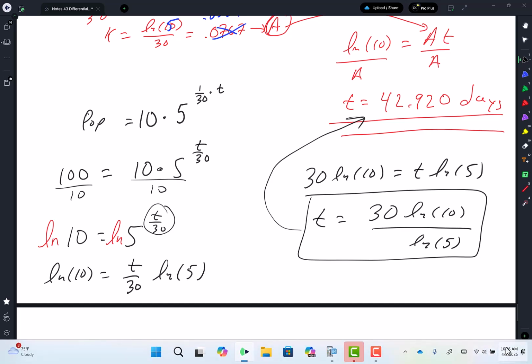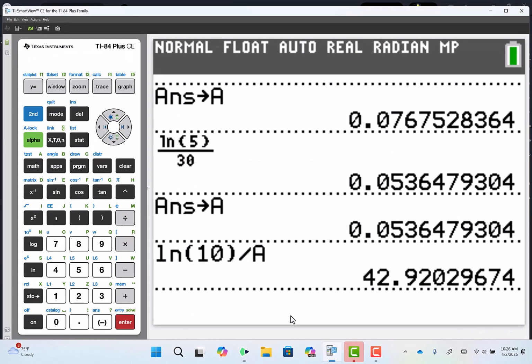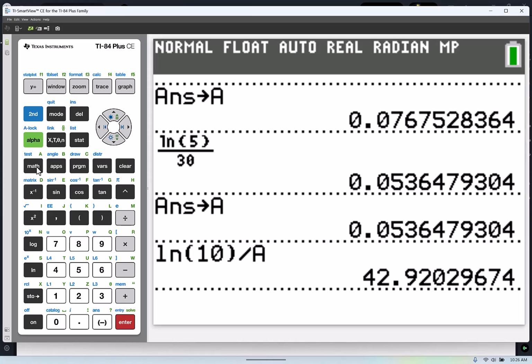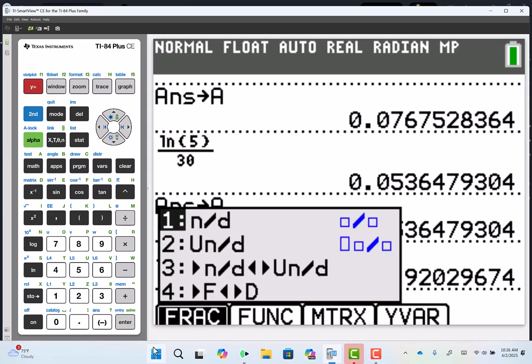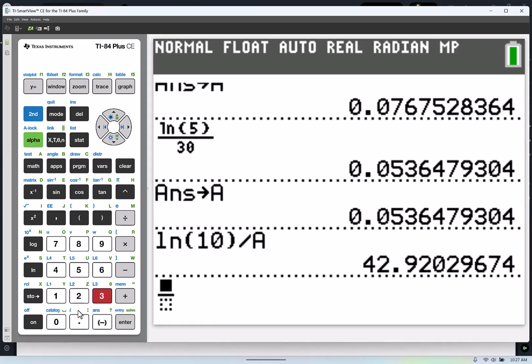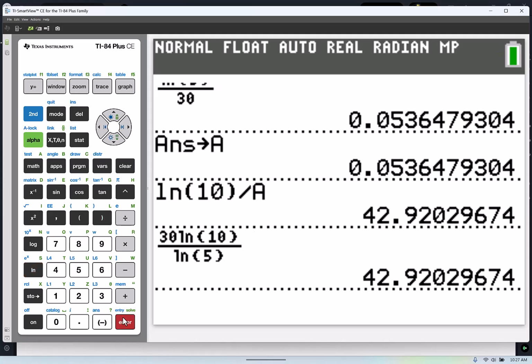Let's find out. I take my calculator. I want that answer there, so I'm going to leave it there. Alpha y equals enter. And what did I have? 30 ln of what? 10 divided by, and let's see if it's the same digit per digit. And look at that. Different base, same answer, digit per digit.